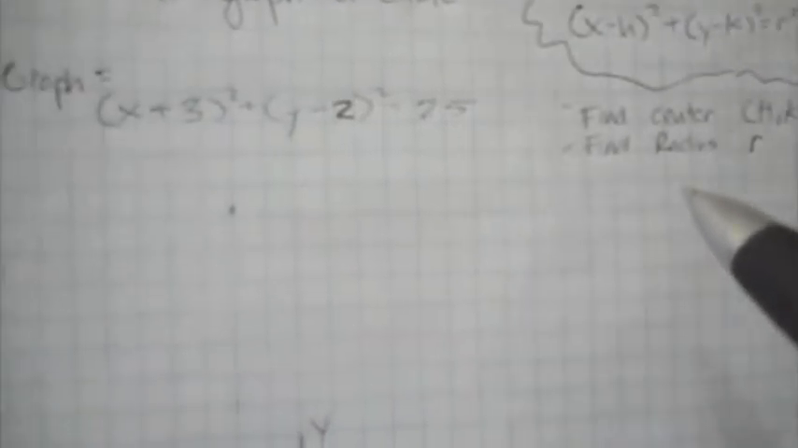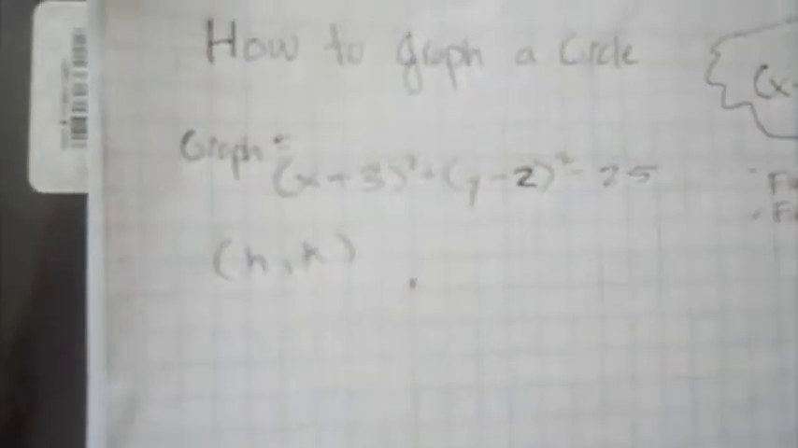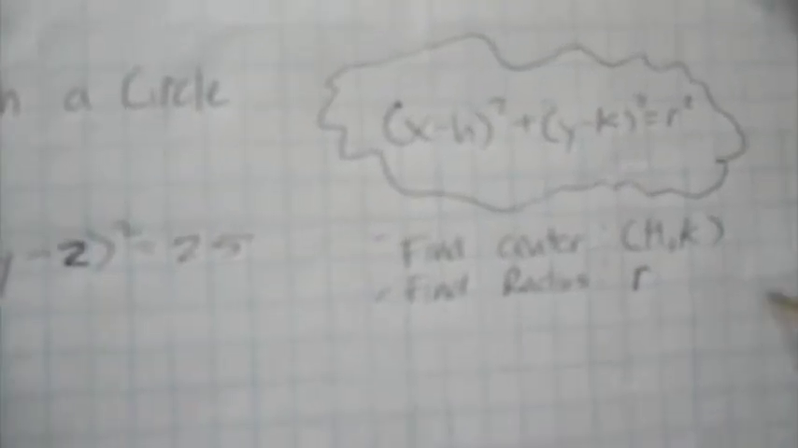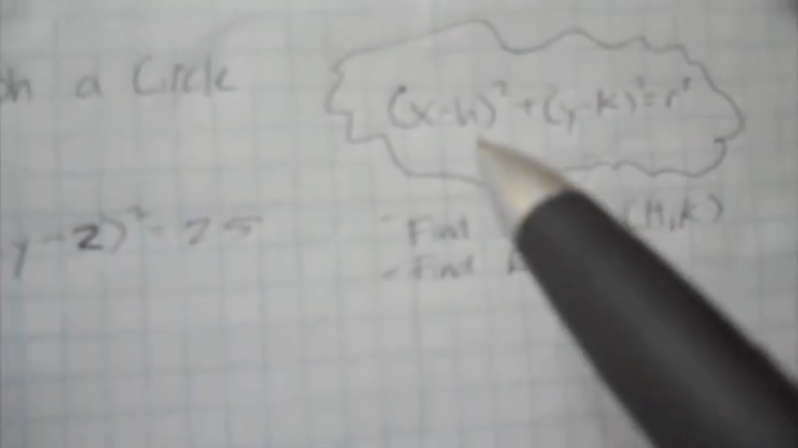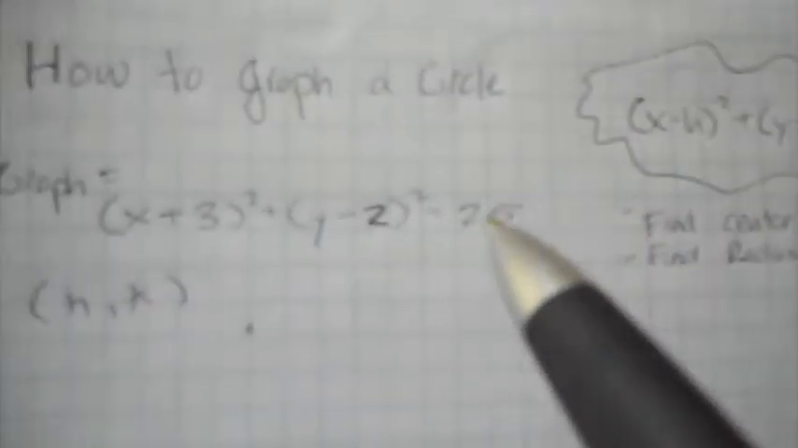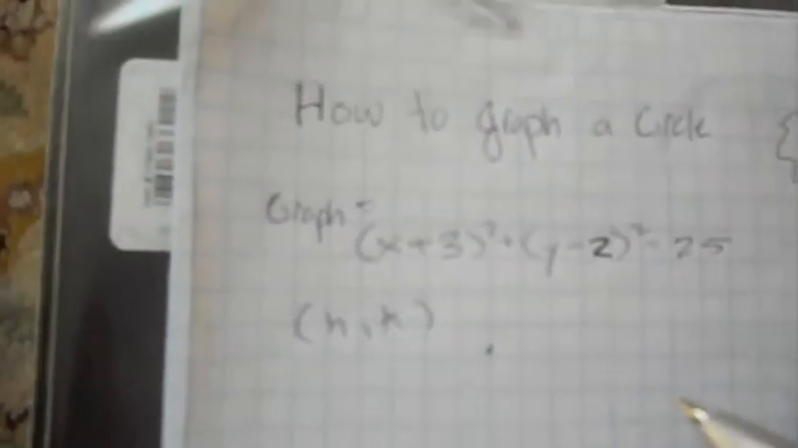And so to find these, the center is (h, k), like that. And as you can see from the equation right here, this is going to be our x, here is our y. And from the equation we can see that our h is going to be negative 3, and our k is going to be 2. So just write that down. The center of the circle is going to be (negative 3, 2).